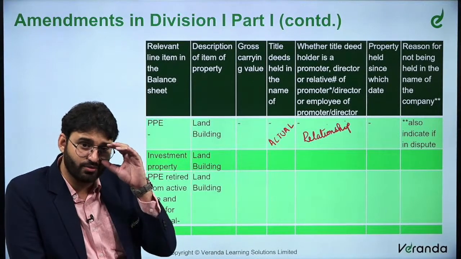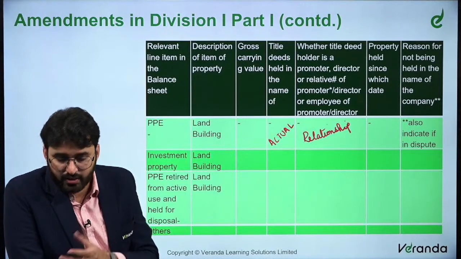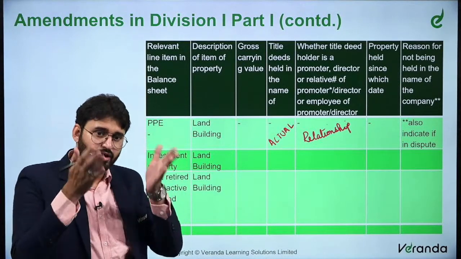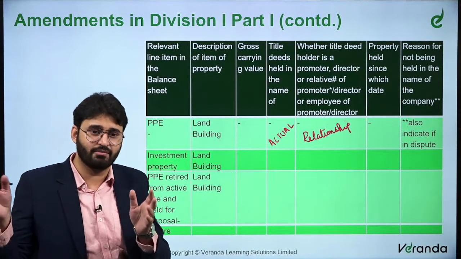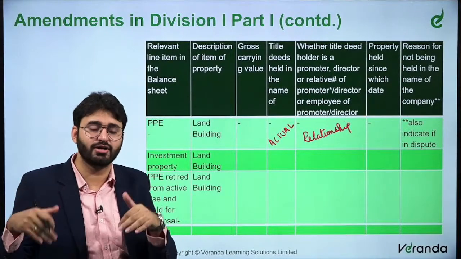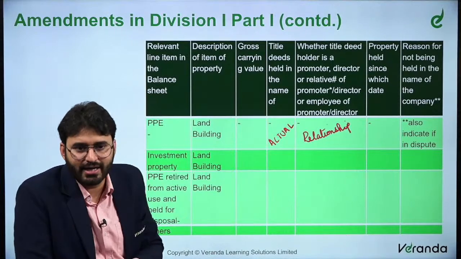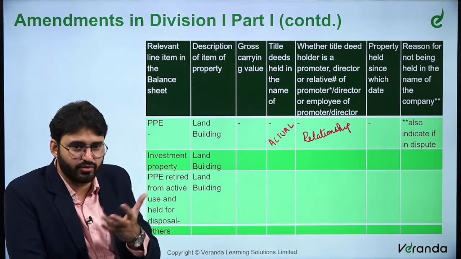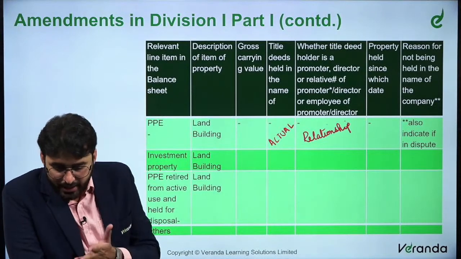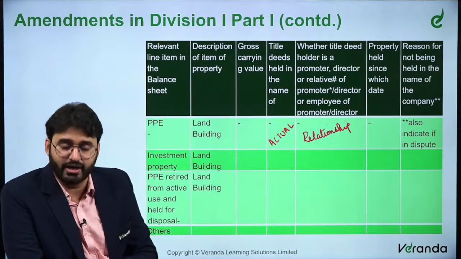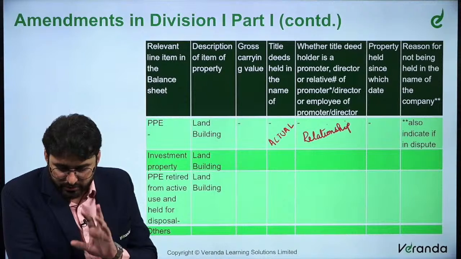Relative is defined under section 2 clause 76 of the Companies Act, right? Clause 76 has a definition: all your lineal descendants and ascendants, brother and sister, mother, father, son, daughter, husband and wife, and members of the HUF. All these are relatives under section 2 clause 76. I am sure if you read the Companies Act, you will definitely need to know the definition of relative. Or an employee of the promoter or director. That relationship you have to disclose here.